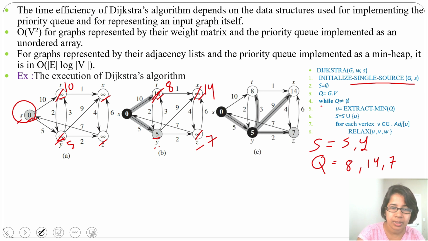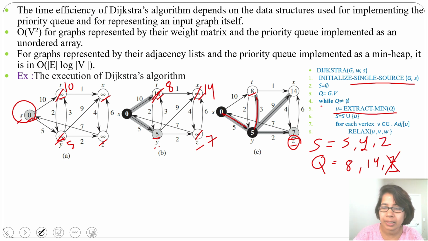Before, the T distance was 10 from 0, now the T distance will be 8 from Y. So via Y, this distance of T is less than the direct distance. That's why we update this path: S to Y and Y to T. Now Q contains 8, 14 and 7. So from these three, which one is the minimum? Obviously the minimum is 7. In extract min, we extract 7 and this vertex Z is added to set S.